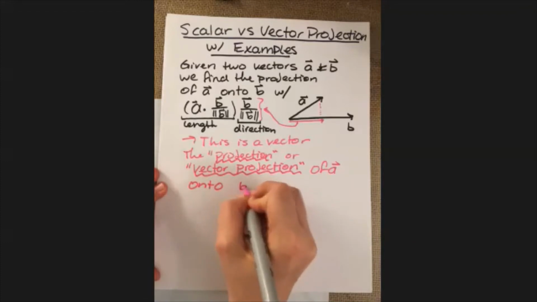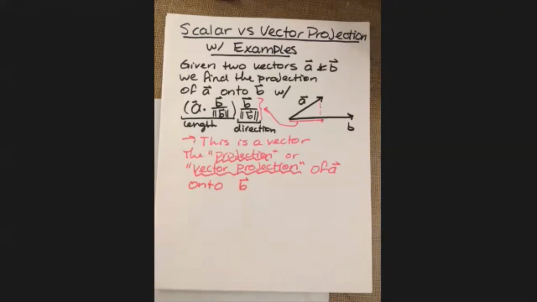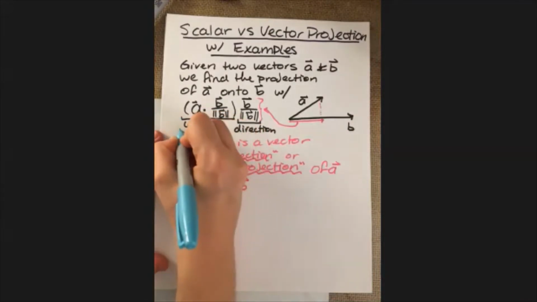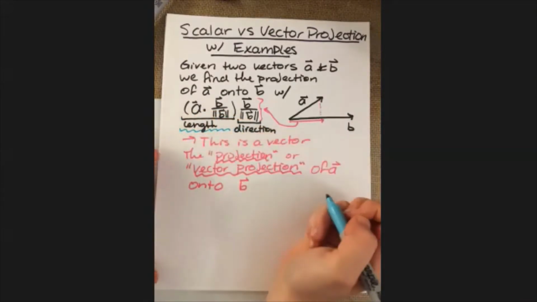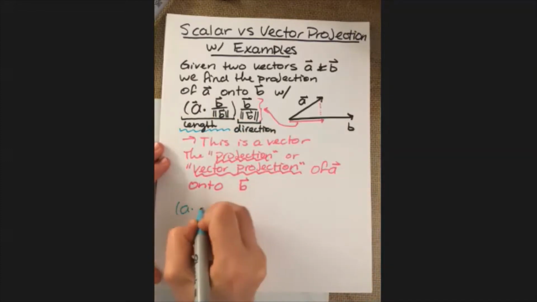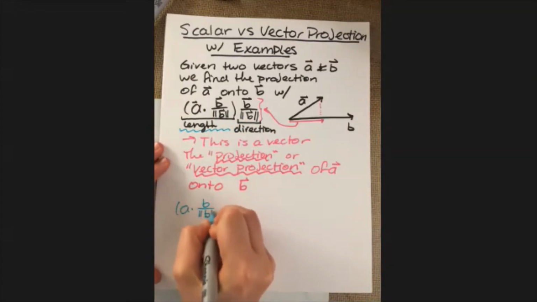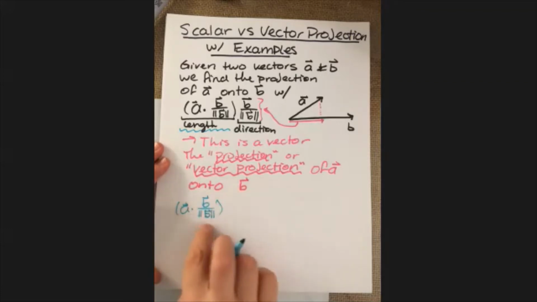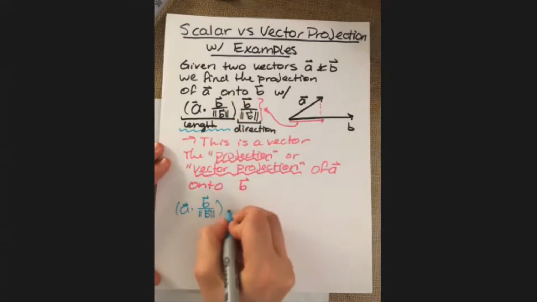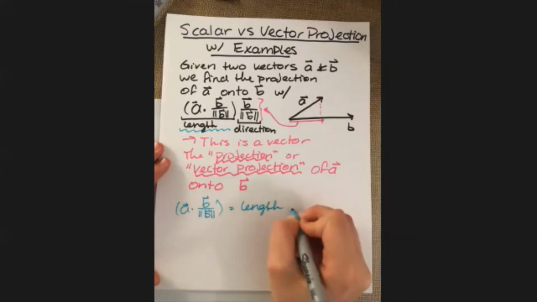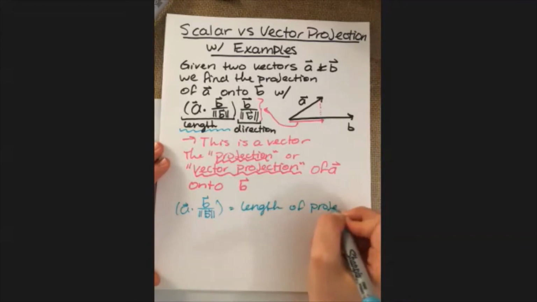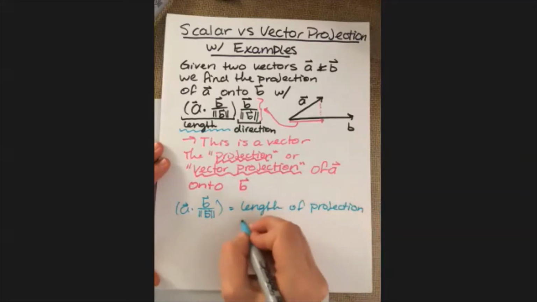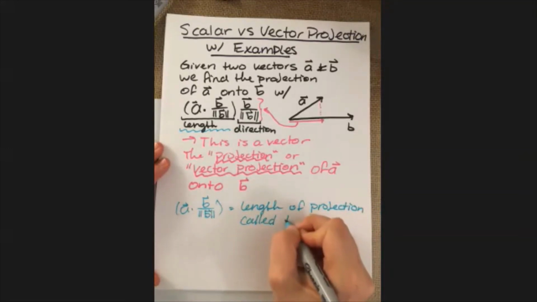But we also have this idea of the scalar projection, which is really just the length of this guy right here. If we only look at this first piece, the length that gets multiplied in, A dotted with B divided by the length of B, without having B make a second appearance over here, this is just the length of the projection. And it is just a number, so it is called the scalar projection.